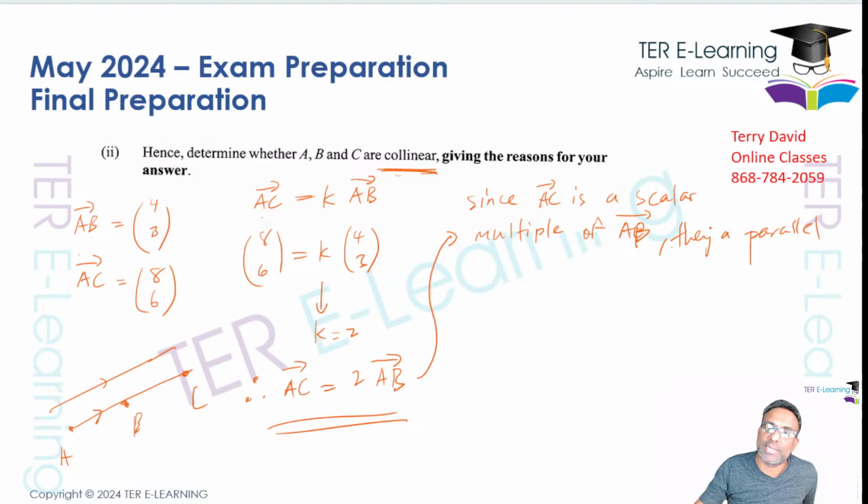I want you to understand how CSEC marks this. This is a 1 mark for saying that. So once we are able to prove that one vector is a scalar multiple of the other, it means that they are parallel. We need to say one more thing in order to get a mark.